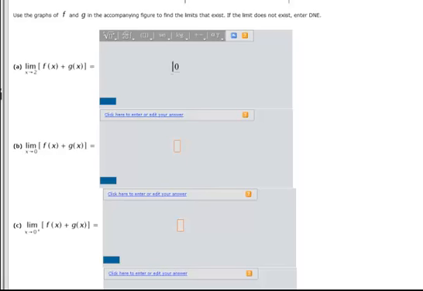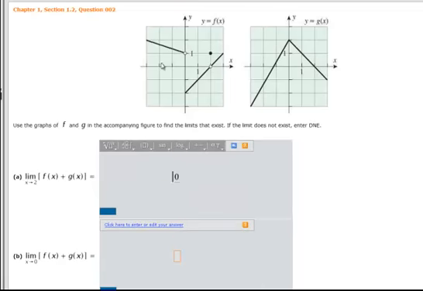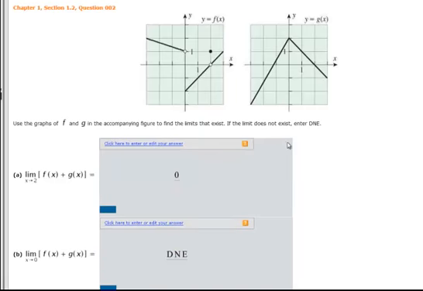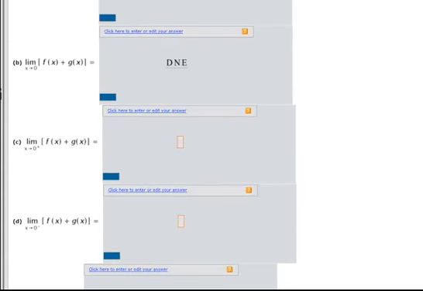Alright, let's go down to the next one. Says, what's the limit as x approaches 0 of the sum? So now here, this is tricky, because the limit doesn't exist as we approach 0, because from the left, the limit looks like it's 1, but from the right, the limit appears to be negative 2. So I don't even have to look at what's happening over here. If the limit of either of the functions doesn't exist, then the limit of the sum is not going to exist. So I'm going to write DNE for does not exist, and it says to do that right here in the directions.